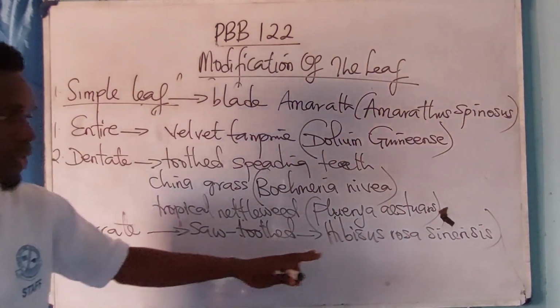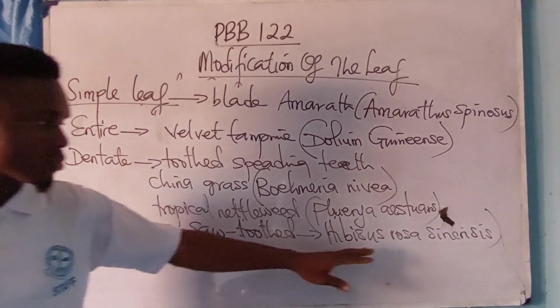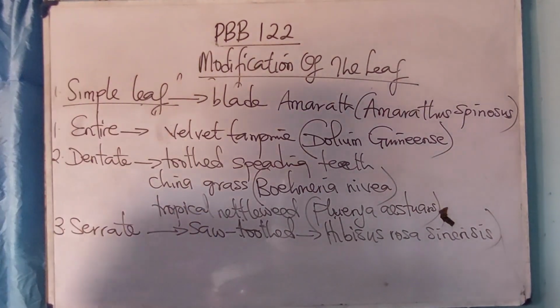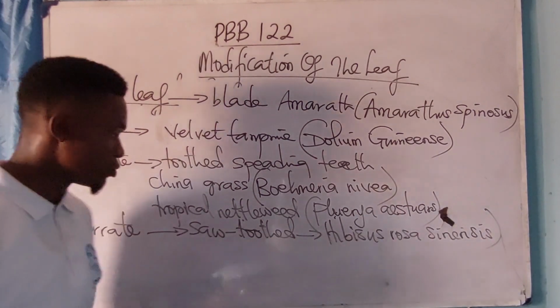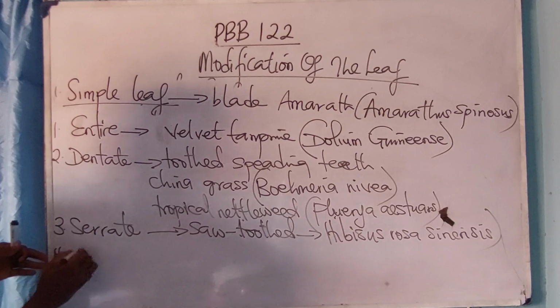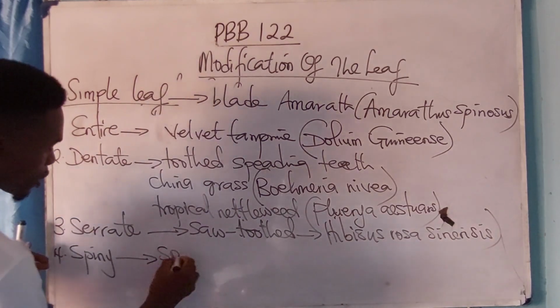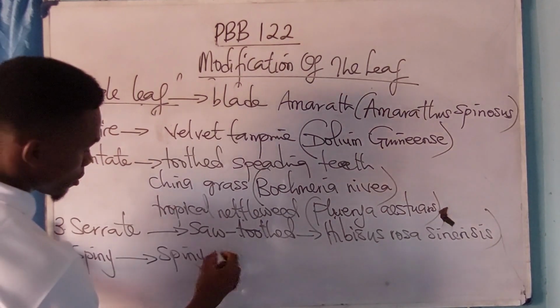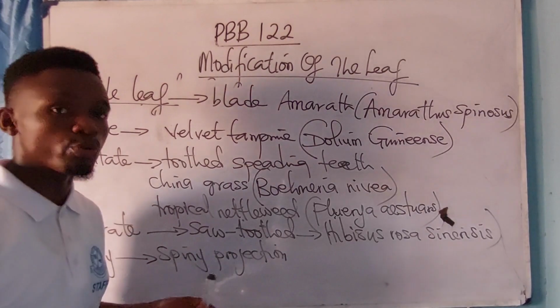Please, Hibiscus rosa sinensis is what? Hibiscus, China rose. Please, Hibiscus rosa sinensis possesses what? A serrate leaf. That is, a leaf that is saw-toothed. You now have another type of leaf that is spiny. Now this leaf has what? Spiny projections, like thorns. Like thorns, the one you call shuku shuku.